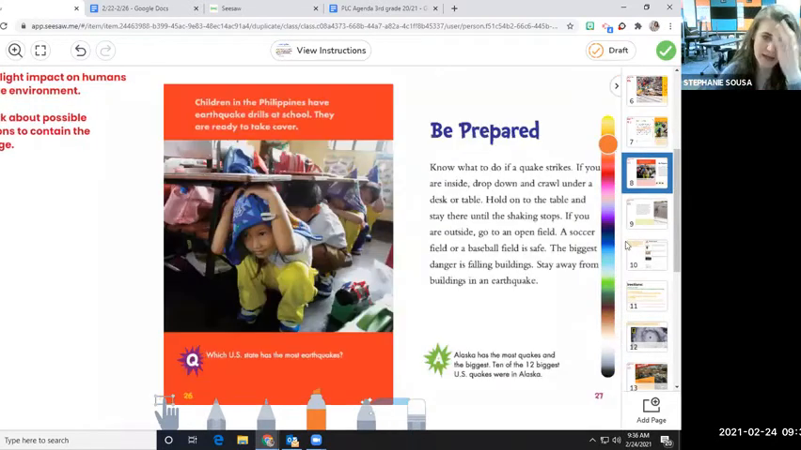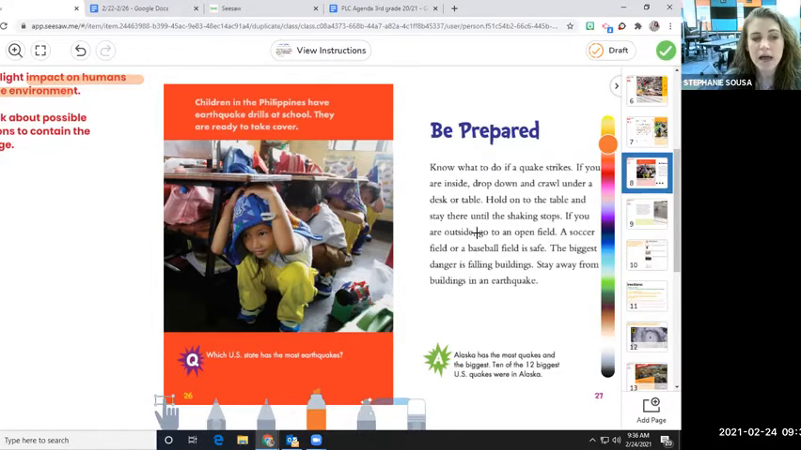Let's move on to slide 8. Be prepared. Again, we're highlighting the impact on humans and the environment. Know what to do if an earthquake strikes. If you are inside, drop down and crawl under a desk or table. Hold on to the table and stay there until the shaking stops.